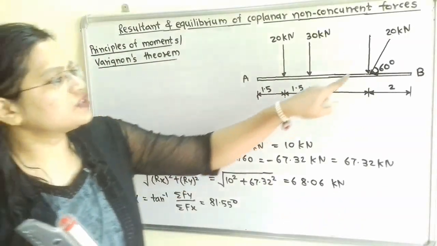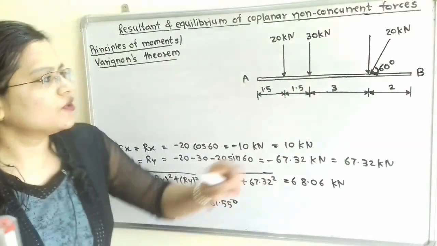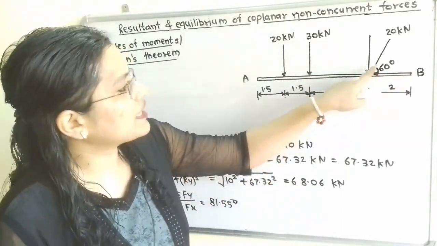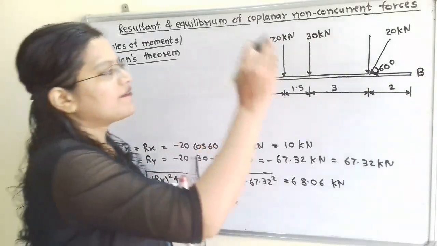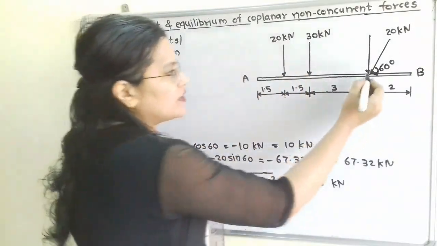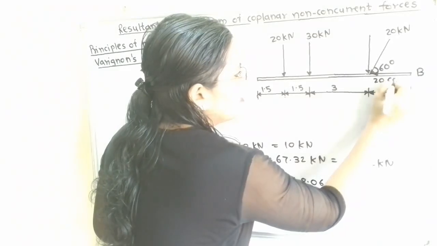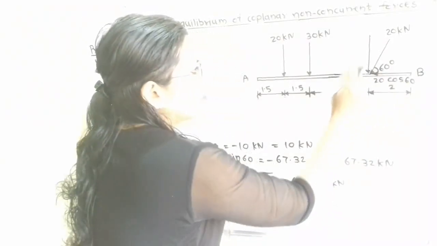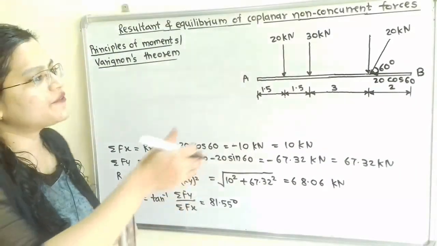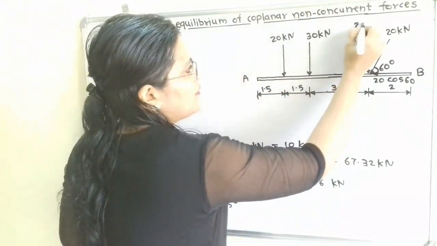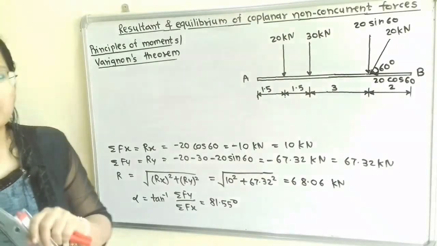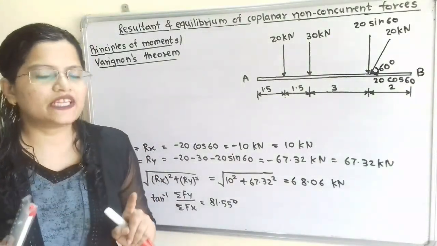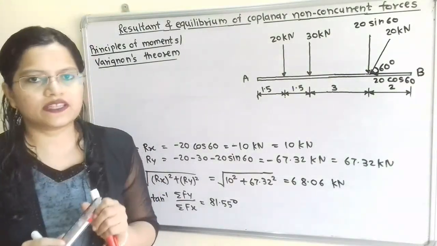Now how can we show the values? For the horizontal component, it is adjacent to the 60 degree angle, so we can say 20 cos 60. Its value is 20 cos 60, and the vertical component is opposite the angle, so we can say 20 sin 60. Now we will find the magnitude and direction of the resultant.